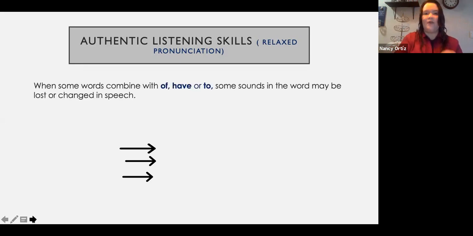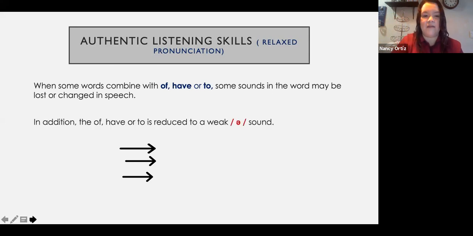Now, in authentic listening, we do something, or the speakers do something, to shorten words and shorten phrases, okay? And this is something, as a teacher, sometimes we also do. When we combine some words with a word like of, have, or to, sometimes the words change in the speech, or they are lost. We don't hear them, okay? This is what happens, for example, when we use schwa, which is a reduced weak sound. Are you familiar with schwa, the symbol? This inverted E that you see in red, it's a schwa.